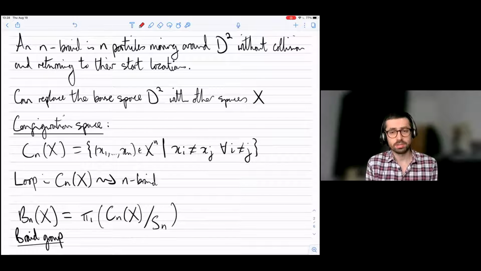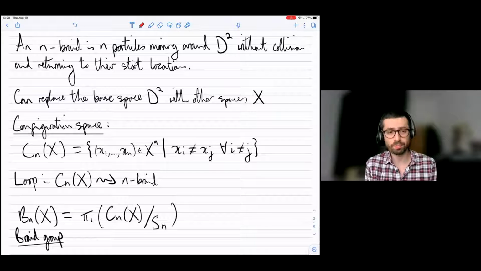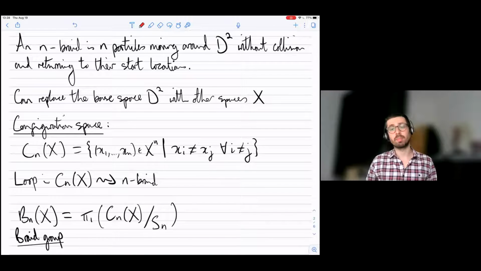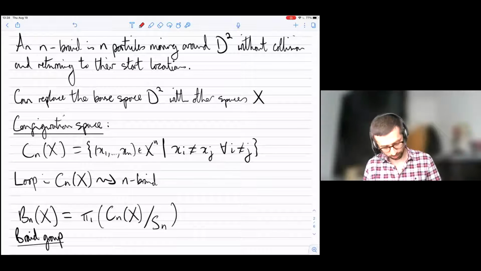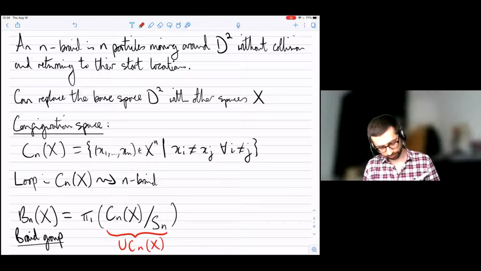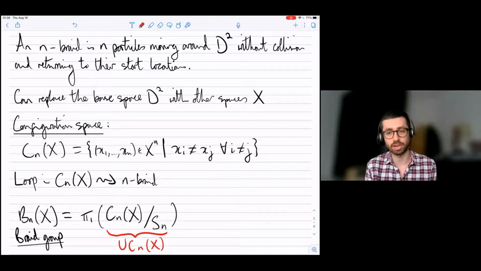Now, technically, if you take the fundamental group of the configuration space, this gives you the pure braid group. What we want to do is first quotient the configuration space by the action of the symmetric group on the coordinates of X to the n. This gives us the unordered configuration space. In other words, we don't want to distinguish between the different strands of the braid. So the fundamental group of this gives us the braid group that we want.